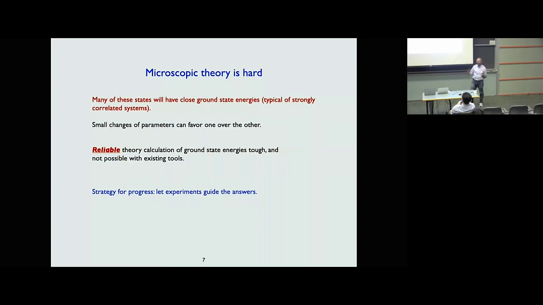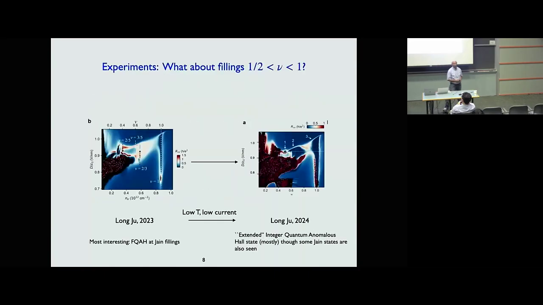There are fields in which that is not an option, right? But for us, that's a great thing, and we should embrace it. So that's what I'm going to do. Let's look to experiments and see what we learn, right? So what about fillings half less than nu less than 1? Let me focus on that range. A lot of the interesting things are going on there.